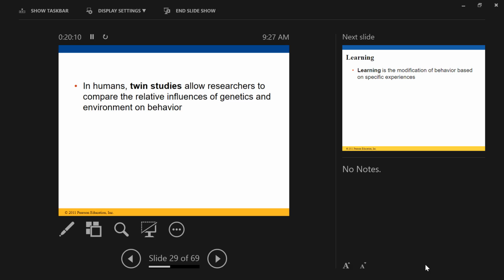If you've got identical twins, they have the same exact DNA. So any differences in how they behave then should be a product of their different environments and not a product of the actual genetic makeup. And this we'll talk about more in a little bit, not today, but in future lessons, how much of human behavior is actually genetically based.